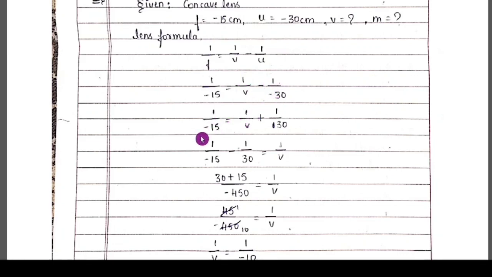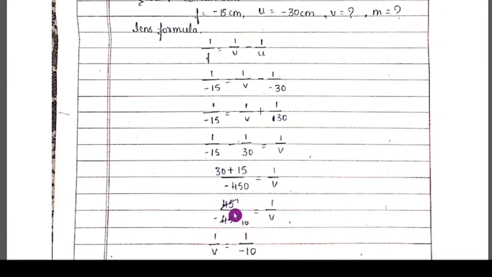So 1 by minus 15 is equal to, so here minus is there, so cancelling you will get plus, 1 by V plus 1 by 30. So if you take 1 by 30 to the right side or left side, plus will change to minus, so it will become 1 by minus 15 minus 1 by 30 is equal to 1 by V. So minus 30 minus 15 divided by 450 is equal to 1 by V. So if you add these two numbers, 45 by 450, so cancellation again, we will get 1 by 10.